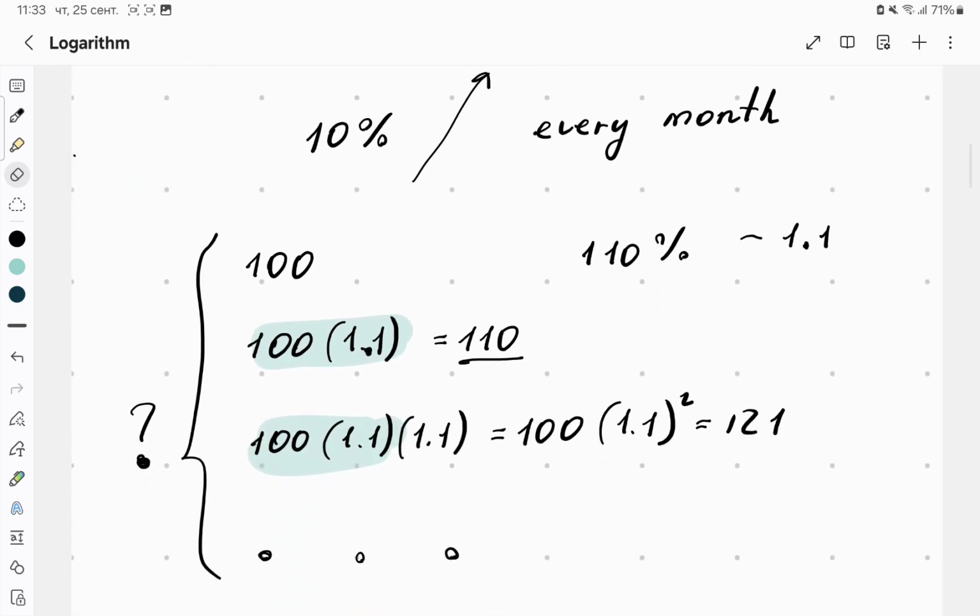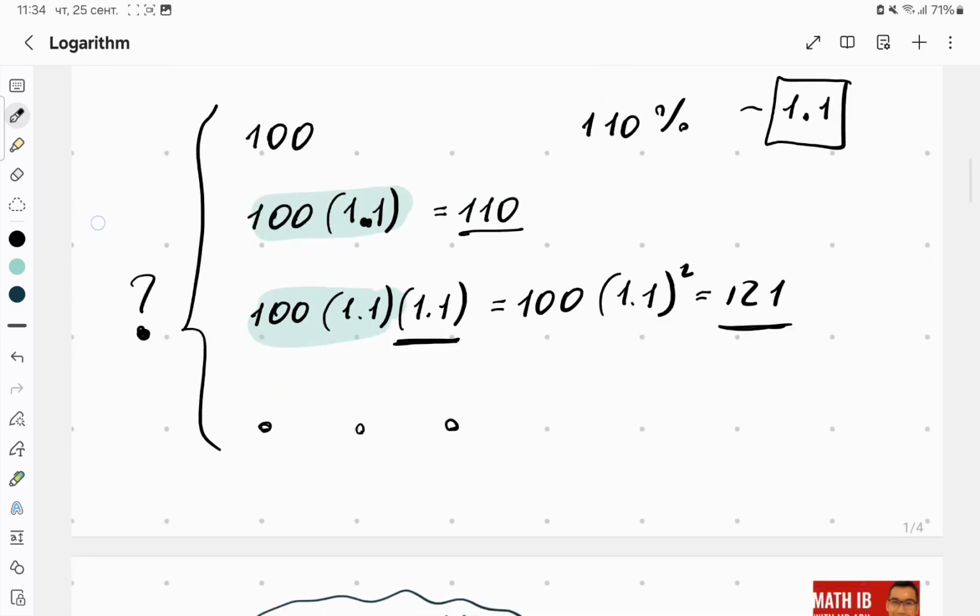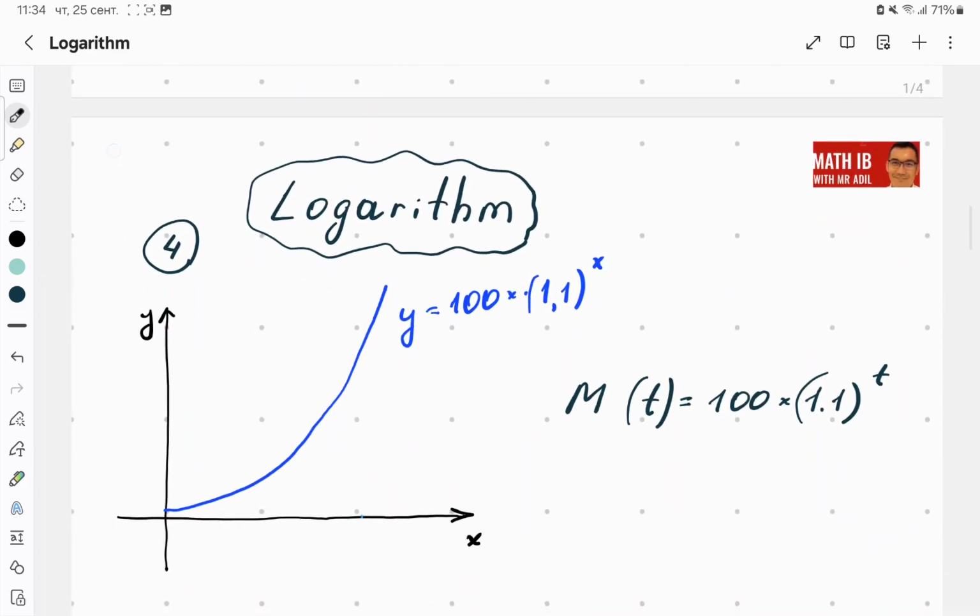So let's consider the example. The first month you have $100, the second month you have $110. So you have to multiply by 1.1. 100 multiplied by 1.1 is $110. And then the next month, the last amount of money, $110, must be multiplied by another 1.1. So now it is 121. And the question is, how many months do we need to make from $100 one million? So we can construct this function. We will come back to this function a bit later.